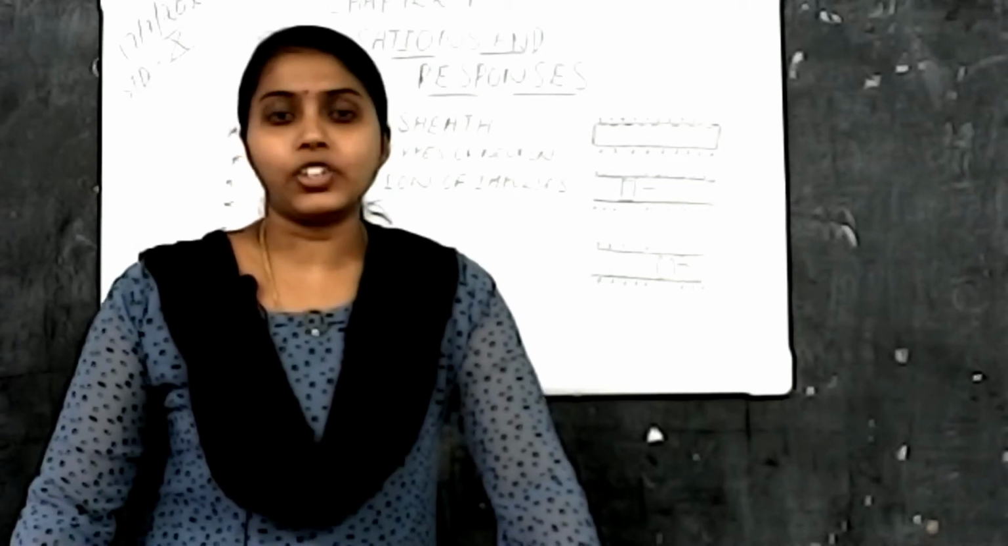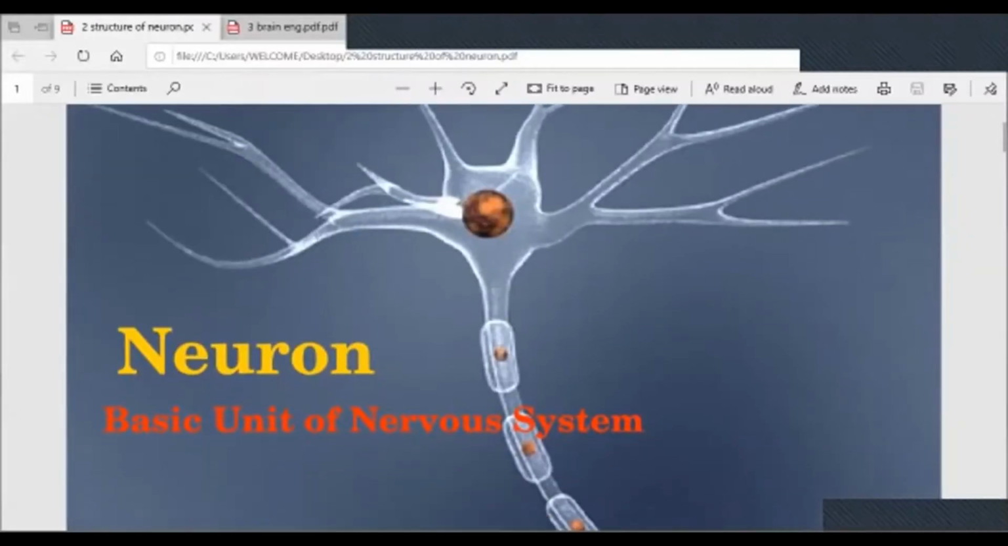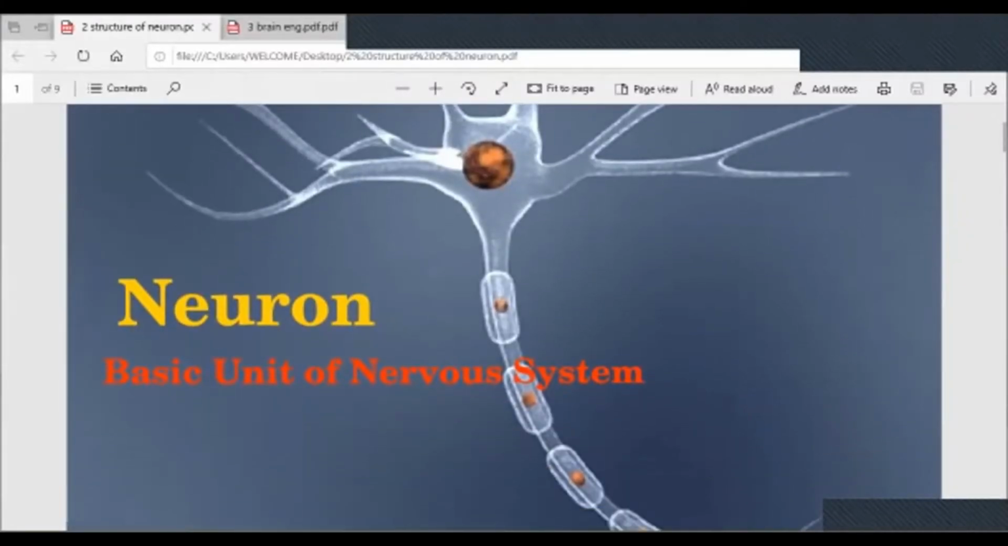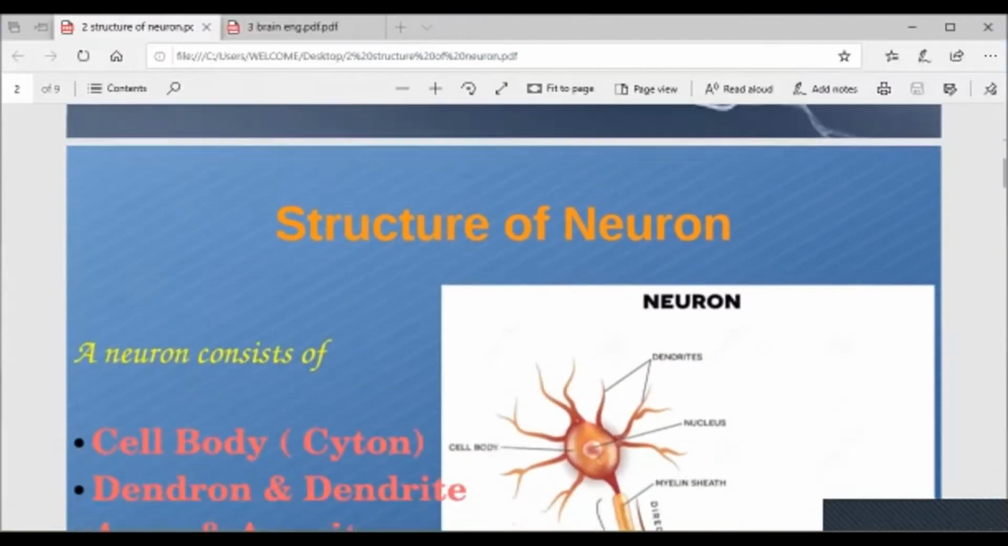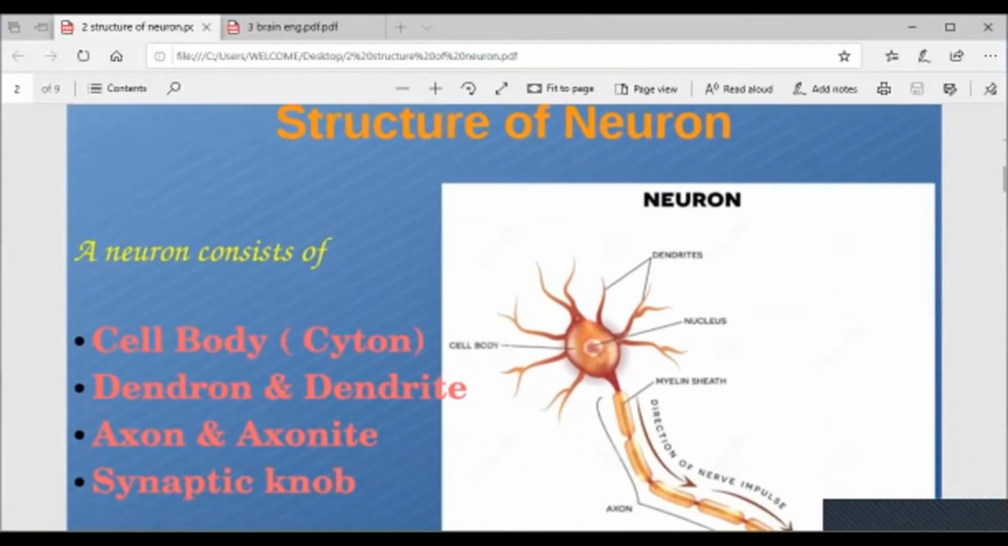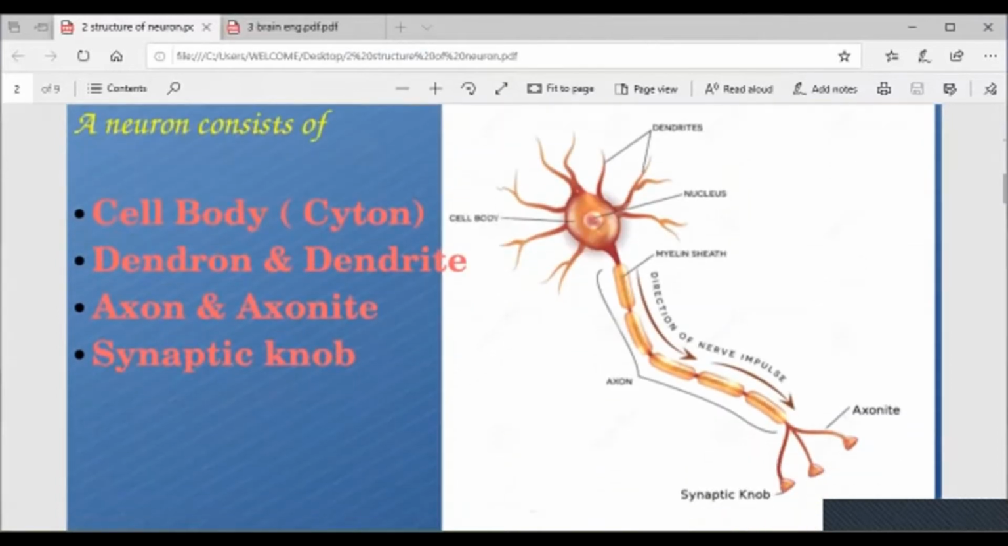We can see the structure of the neuron. Here you can see the basic neuron, the basic unit of the nervous system. We have told earlier that. Here you can see the different parts of a neuron: cell body or cyton, then dendron and dendrite, axon and axonite, and synaptic knob. These are the parts of a neuron.